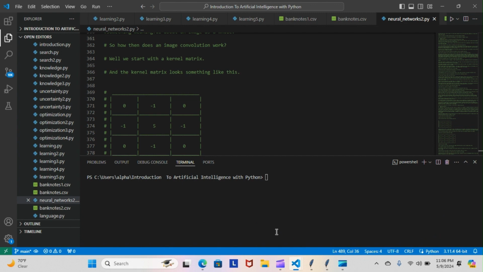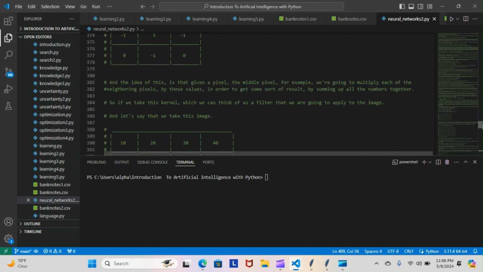So how then does an image convolution work? We'll start with the kernel matrix, and the kernel matrix looks something like this. This is our kernel matrix here. And the idea of this is that given a pixel, the middle pixel, for example, we're going to multiply each of the neighboring pixels by these values in order to get some sort of result by summing up all of the numbers together.